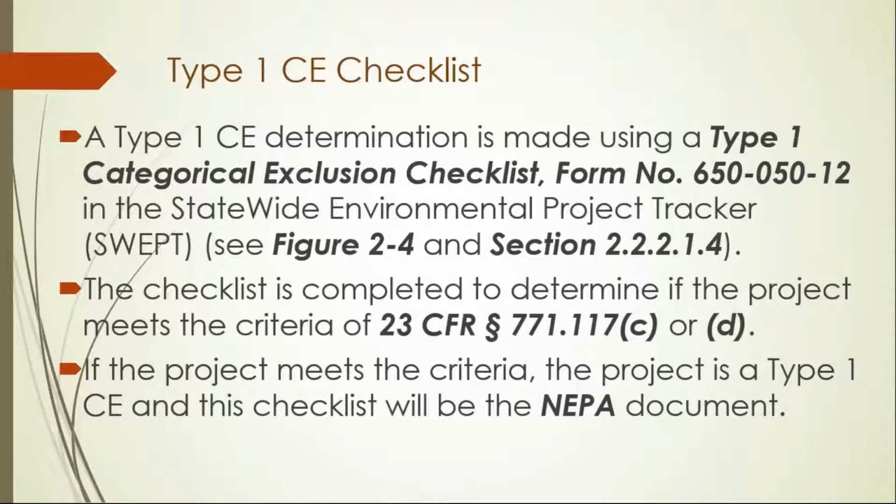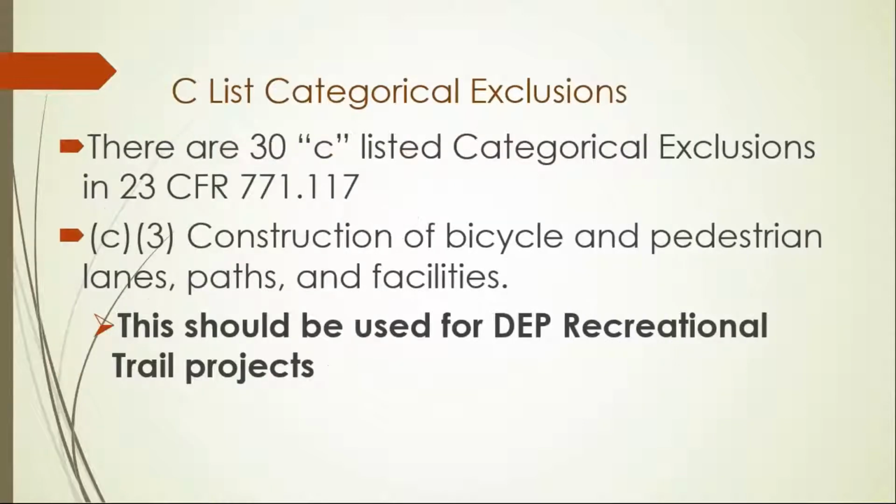Type 2 categorical exclusions are also reviewed and approved by our office, but we anticipate most FDEP projects meeting the requirements to be a Type 1 CE. There are 30 C-listed categorical exclusions in 23 CFR 771, but C3, as I mentioned earlier, will typically be used for the construction of bicycle and pedestrian lanes, paths, and facilities. So this is typically the one that's going to be used for DEP rec trail projects.